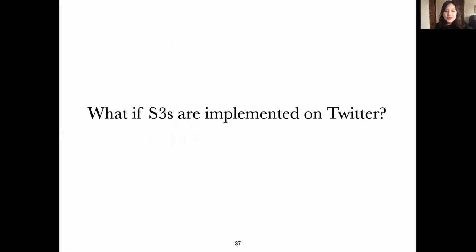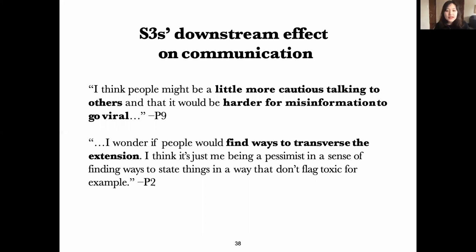And we also asked participants about their thoughts about people's communication if Twitter actually implements SIGs. So the participants used SIG, but what if Twitter actually implements SIGs? How would people's communication change, or maybe it won't change at all? And what participants said was that some of them were optimistic. They thought it would definitely tackle the problems of toxicity and misinformation online. At the same time, some people had mixed thoughts because people would always find ways to traverse the system, and there's always the issue of algorithmic bias.